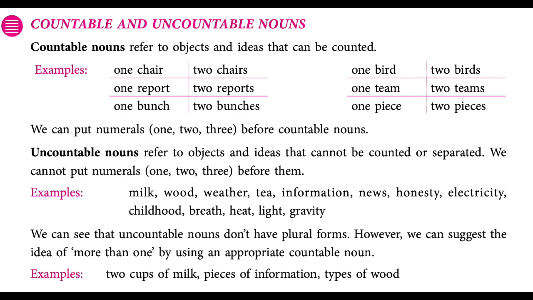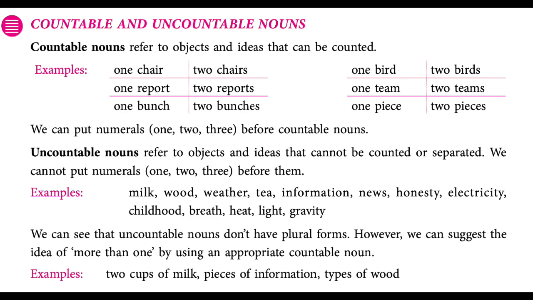We can put numerals before the countable nouns. Clear? Now, uncountable nouns are those objects and ideas which cannot be counted, which means you cannot put 1, 2, 3 before them. For example, milk. You cannot say one milk, two milk. You can say a glass of milk, one glass of milk, two glasses of milk. Similarly, wood, weather, tea, information.